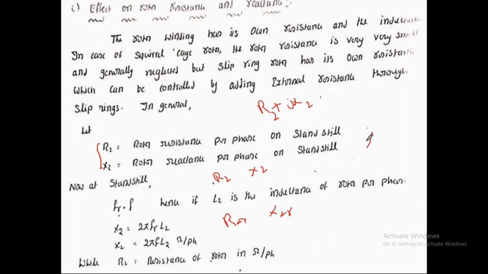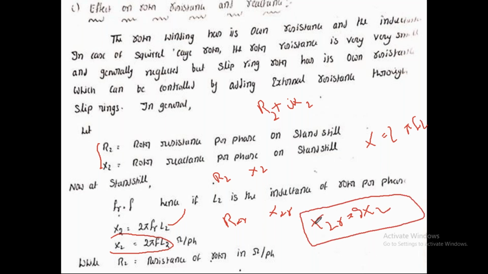So we know that reactance is 2 pi FL. You have studied network analysis. Okay? Now this is the reactance formula, in ohm per phase. Now from this relation let me discuss how the relation comes. We can simply say that X2R is equal to S into X2. This is the relation with respect to the slip on reactance. Running reactance is equal to slip into starting reactance. So now we will see how this came.